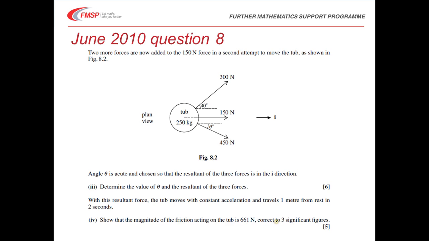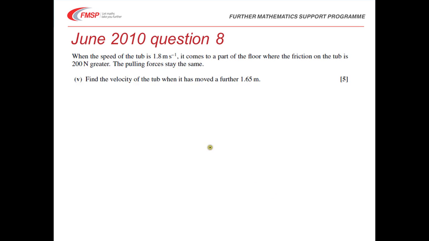That's 5 marks. To finish off, a final 5-mark section: when the speed of the tub is 1.8, it comes to a part of the floor where the friction on the tub is 200 newtons greater, so that's on top of the friction that's already in place. Pulling forces stay the same, and we have to work out the velocity of the tub when it's moved a further 1.65 metres. And again, it's another 5 marks.